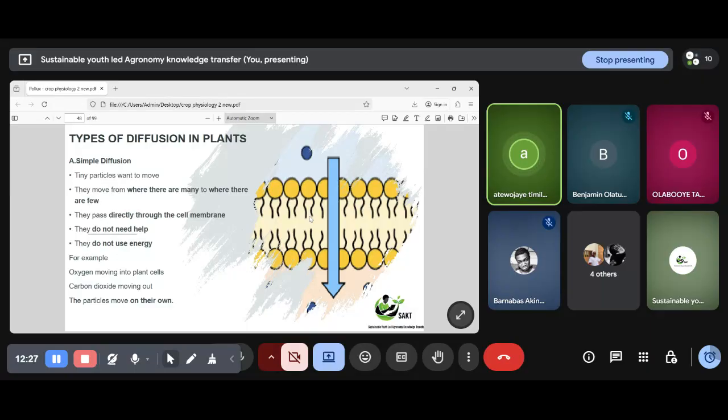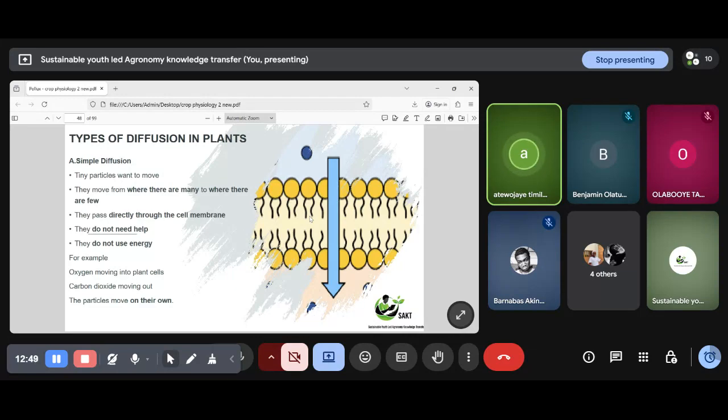Or maybe you spray perfume. When you spray perfume, at the end of the day everything is spread. Everybody starts smelling it, saying this person just sprayed perfume. So that's how diffusion works. It spreads from the place where you sprayed the perfume to someone outside, and that person can perceive it. That is how diffusion works in plants.